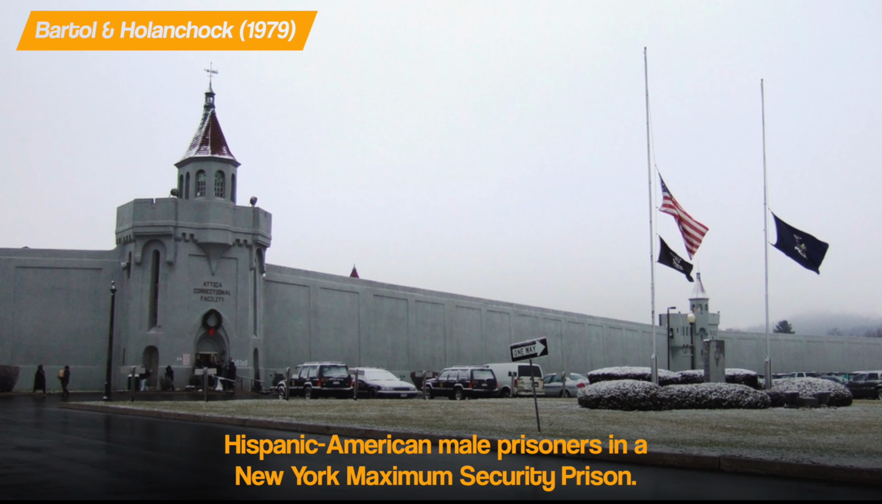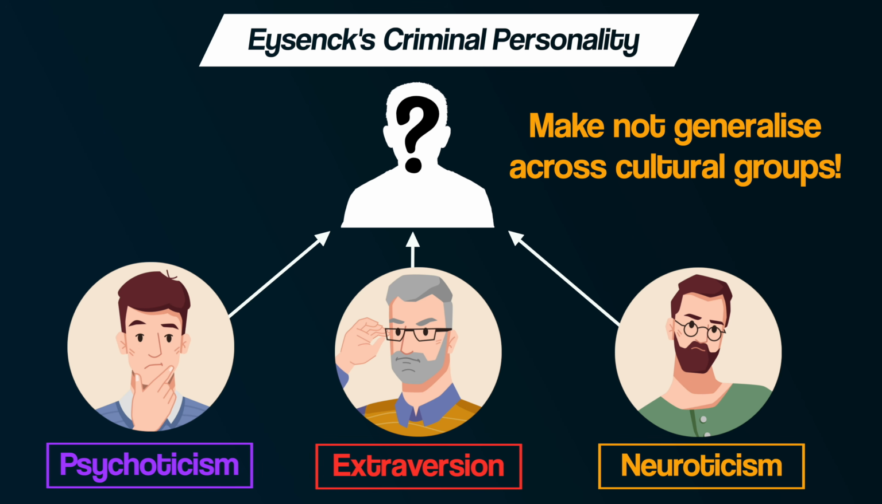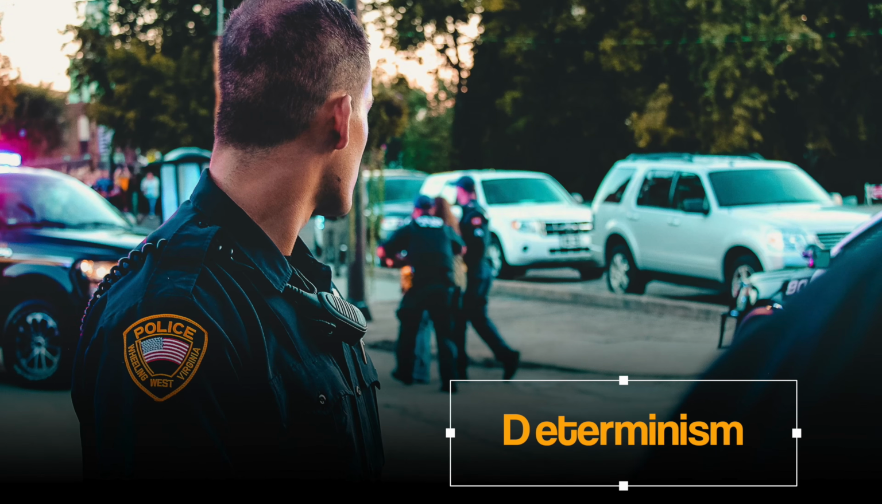Research by Bartel and Holenchok found that a group of Hispanic American inmates in a New York prison scored lower on extroversion than predicted by Eysenck's theory. This suggests the model may not generalise across cultures and that personality and its links to crime may differ depending on cultural background. Secondly, determinism.